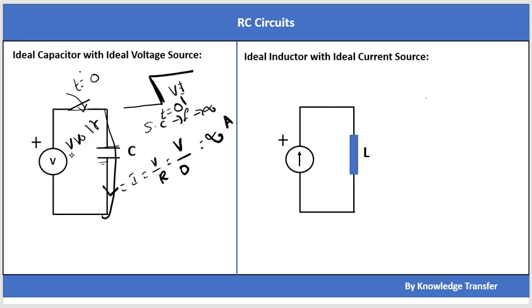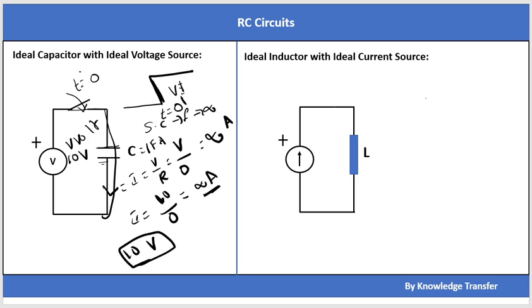Let's take one example here. Let's say I have programmed this ideal voltage source to 10 volts, and I have connected a 1 farad capacitor. If I calculate the current flowing through the capacitor at t equal to 0, it is 10 volts divided by 0 resistance, because this is an ideal voltage source and ideal capacitor, so infinite amperes will flow. Because an infinite amount of current is flowing through the capacitor, the voltage will suddenly build to 10 volts across the capacitor. This is purely because of the behavior of the ideal voltage source.